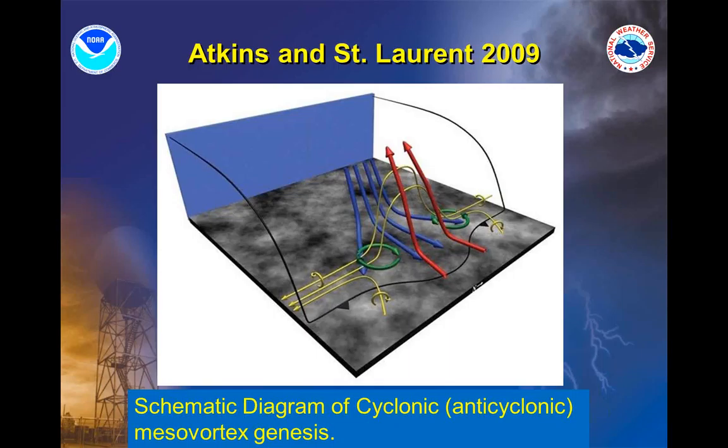This is Nolan Atkins' schematic diagram, Atkins and St. Laurent, from a 2009 paper in Monthly Weather Review. Basically, what they show is that the cold pool uplifts the warm air, and that's what causes our vortex tubes to rise. And we see our cyclonic member to the north and our anticyclonic member to the south. This is probably one of the more recognized conceptual models in numerical simulations.